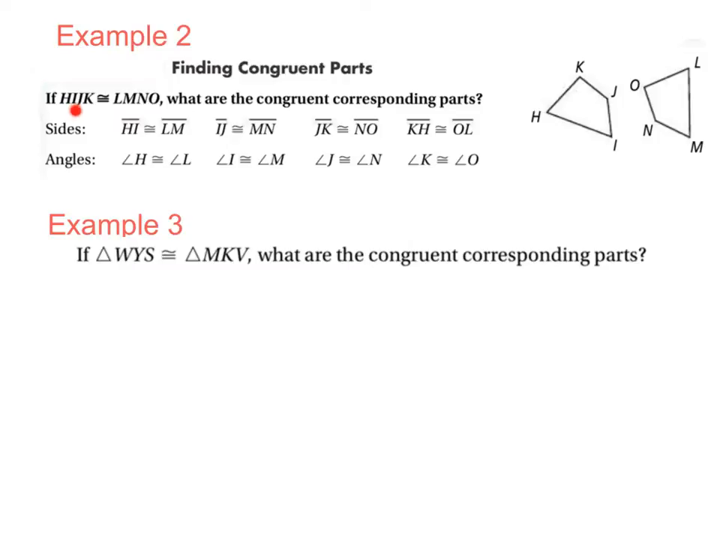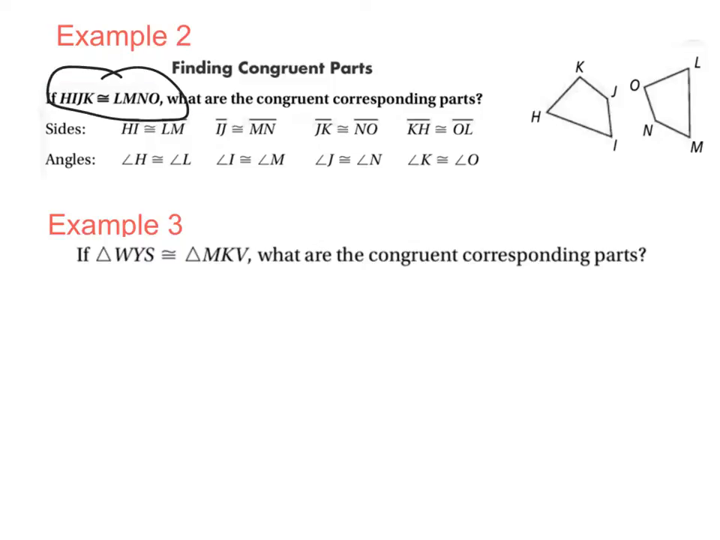Similar, IJ and MN, JK and NO, and HK and LO, or OL. Likewise, our angles, angle H is going to correspond with angle L, I with M, J with N, K with O. So even though we have the picture, we can also write all that stuff from our congruent statement.